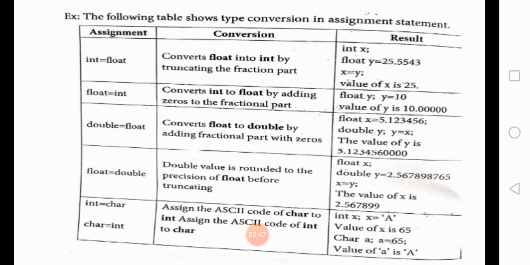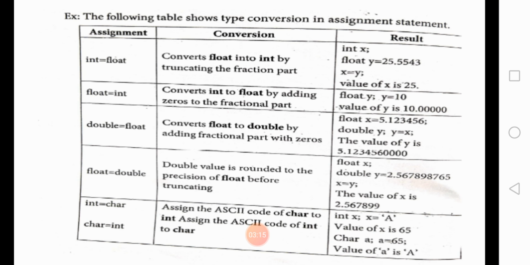Float x, double y equals 2.5678988765. x equals y. Whatever value we have in y will be rounded, so the value of x is 2.567898765, rounded to 9 at the end. That value will be placed in the x variable here.